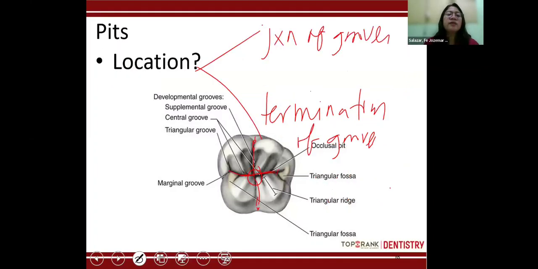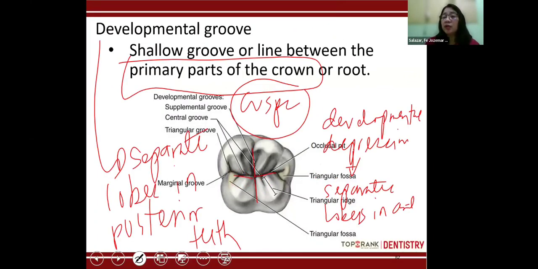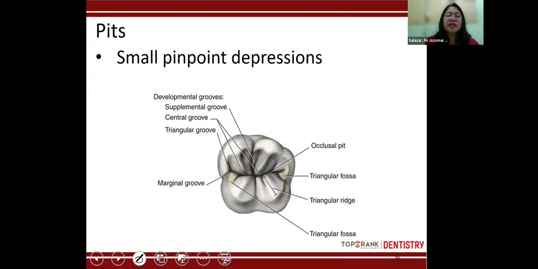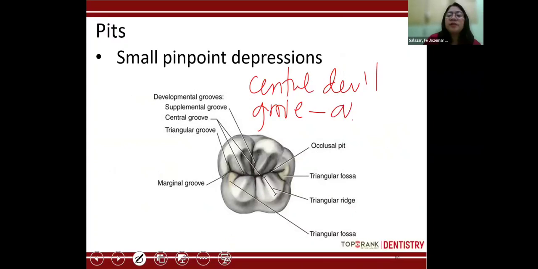Okay. Balik pala tayo dun sa developmental groove. Itong central developmental groove. Do all posterior teeth have a developmental groove? Lahat ba ng posteriors, ito na lang tayo para mas central developmental groove. Do all posteriors have a central developmental groove? Yes or no? So maxillary first premolar meron, maxillary second premolar meron, maxillary first, second, third molar meron.